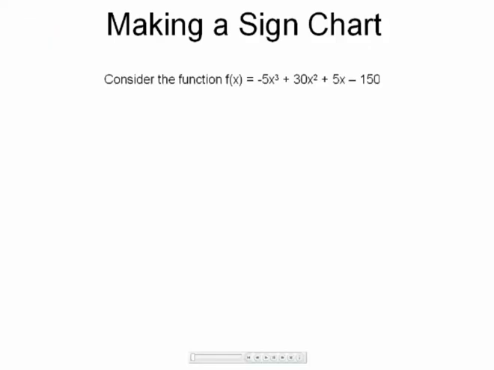In this movie, we will learn how to make what is called a sign chart to help describe how a function is behaving. In this case, we will look at the function minus 5x cubed plus 30x squared plus 5x minus 150. To start analyzing this, the first thing you should do is completely factor the expression.